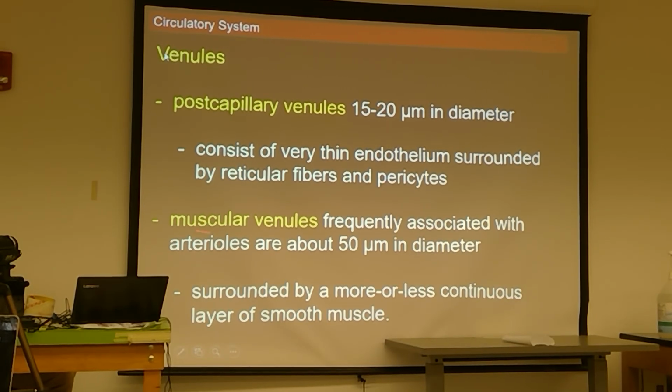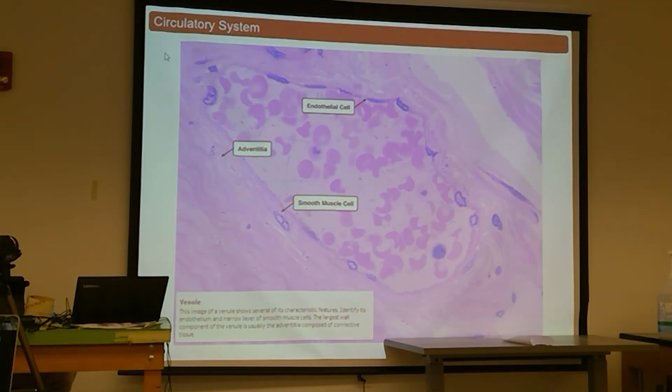And then you have these muscular venules, which are associated with the arterioles, right? They're a little bit bigger in diameter, and then they're surrounded by more smooth muscle. So here you can see there's about one layer of the smooth muscle going around. There's the nucleus of one, and then the adventitia right outside. So not a very thick layer. This lumen's squished out more.